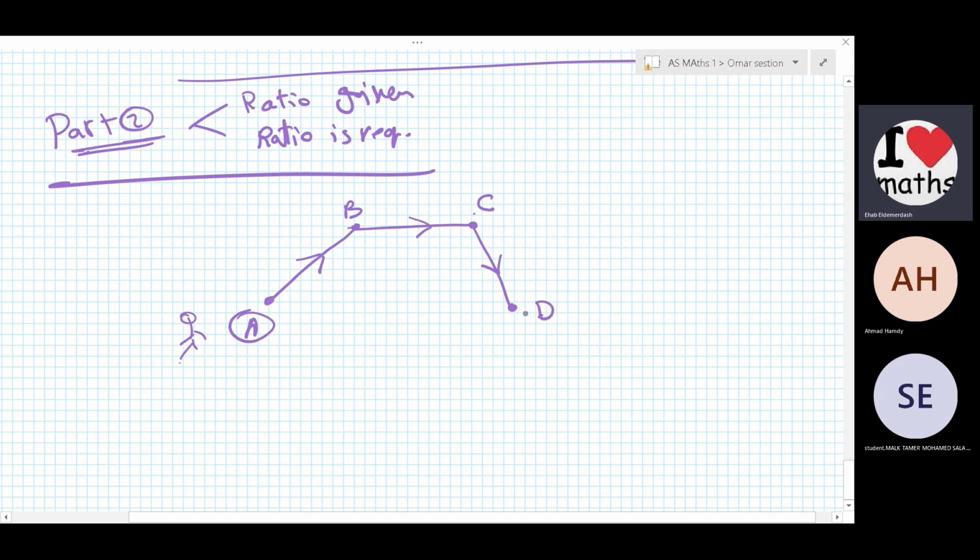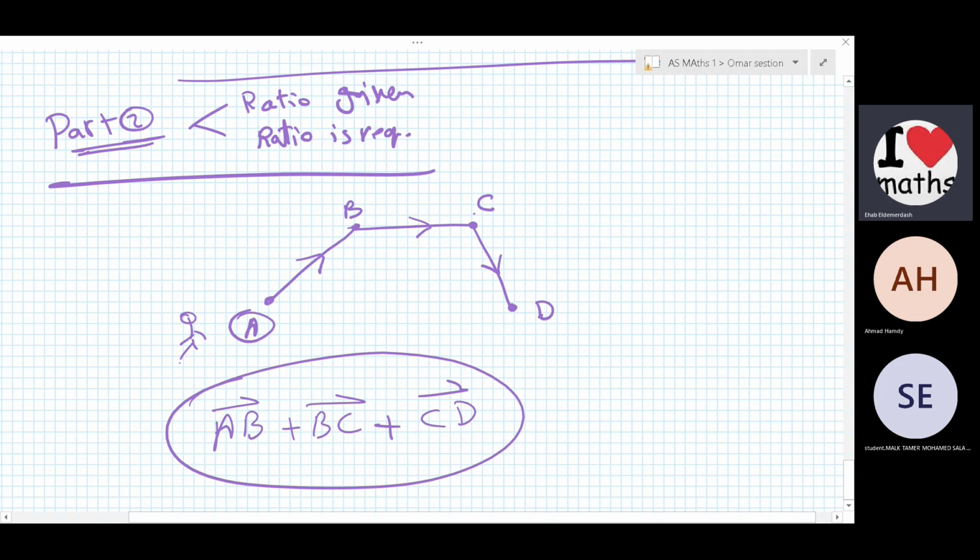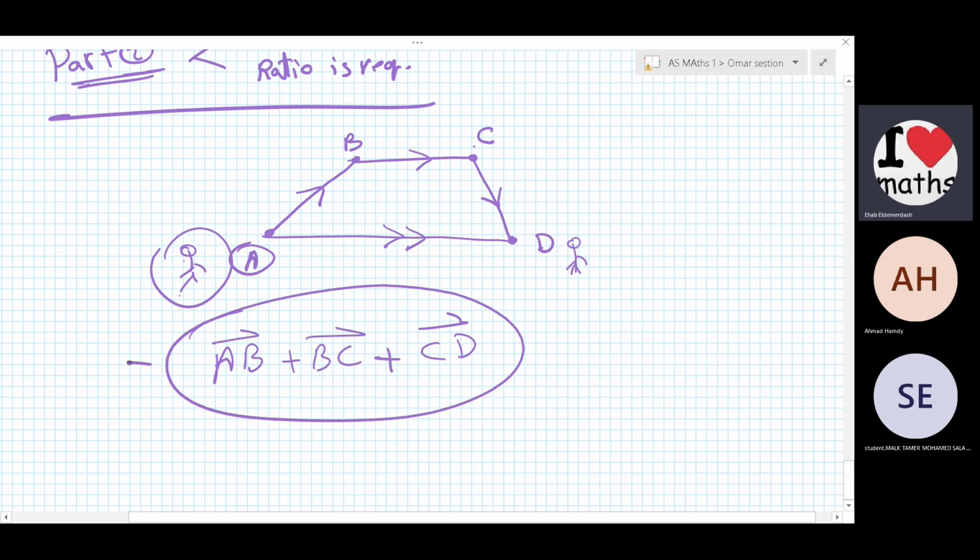If I'm asking you to add all of these together, AB plus BC plus CD, you will tell me the conclusion: I was at the point A and I reached the point D. So that means it will give me the vector AD. Here I can say that if I need to go from A to D, I can move straight, directly, or I can take this route. The direction or the vector here will give me the final result of my movement.